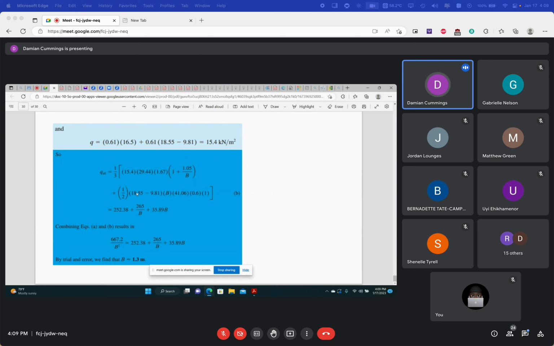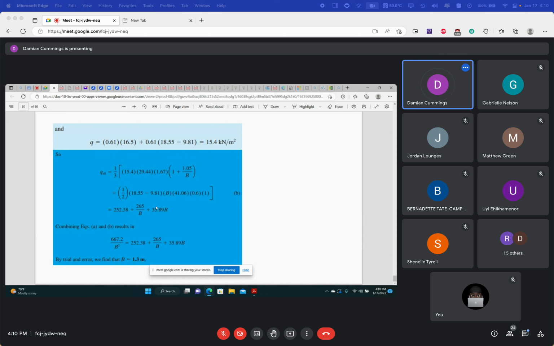plus half times 18.5 minus 9.81, the effective unit weight, times B again, times 41.06 times 0.6, which are our 3 factors: bearing capacity factor, depth factor, shape factor. Good.